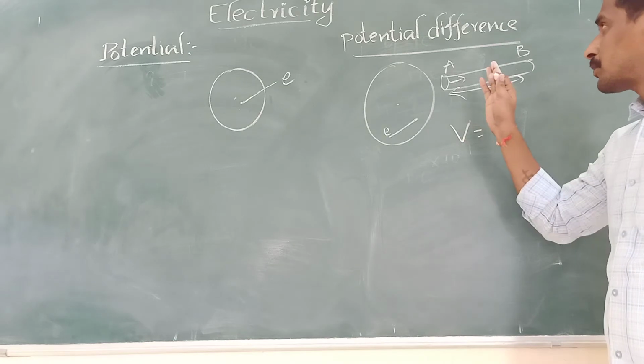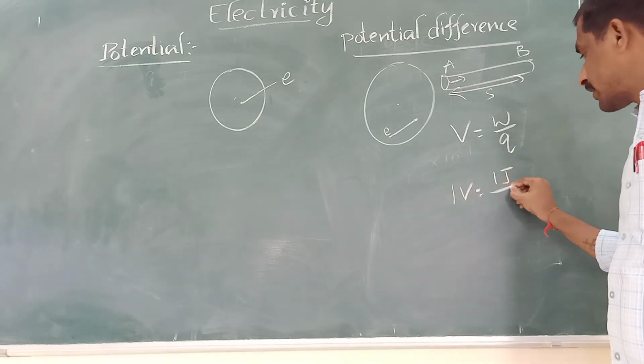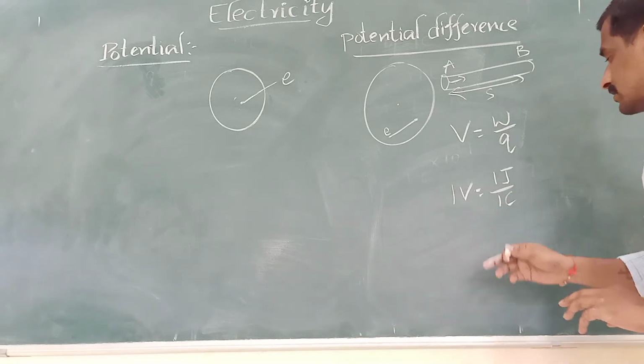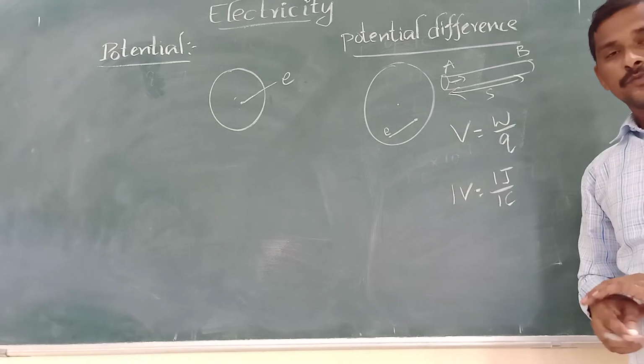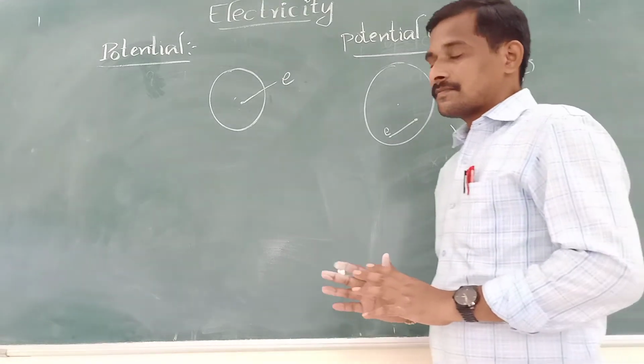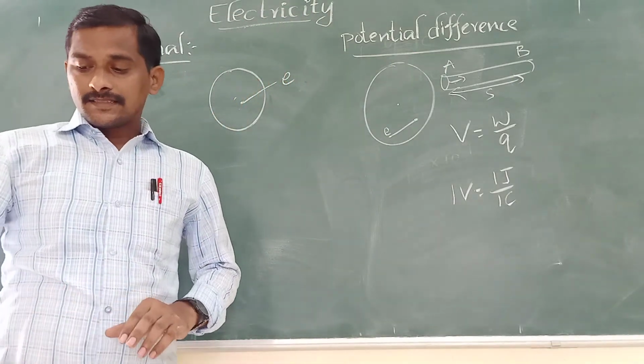The SI unit of potential difference is the volt. So 1 volt is equal to 1 joule per 1 coulomb. The definition of 1 volt is 1 joule per 1 coulomb of charge; we call it the potential difference. This is the difference between potential and potential difference.